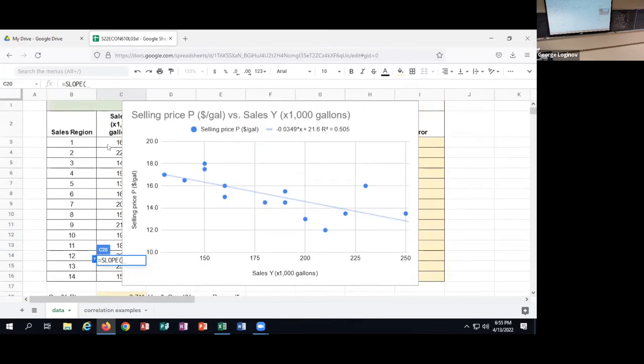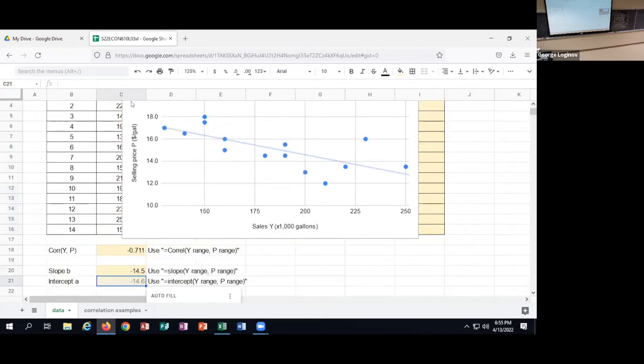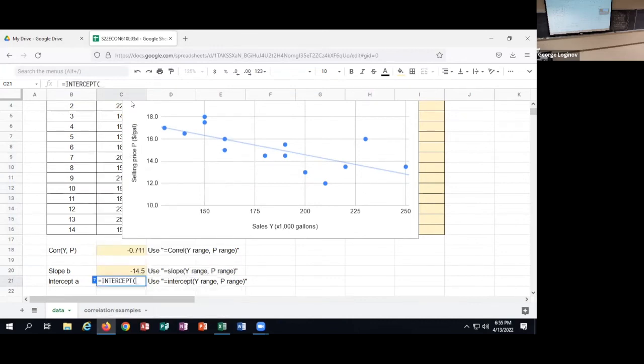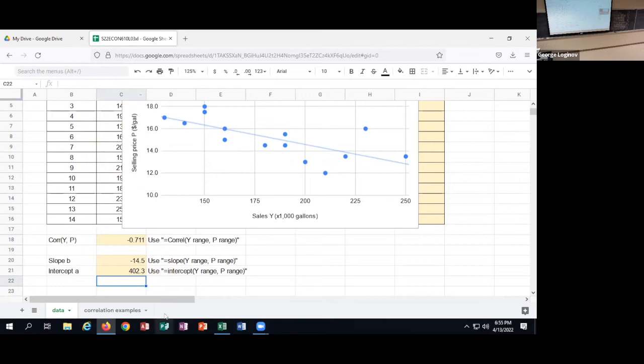Sales goes first, and then comma, prices go second. Then I'm going to hit enter, and it's going to give me the slope. For the intercept, I'm going to say intercept, and again, sales first, prices second. It calculated these two numbers that I need from my linear equation.